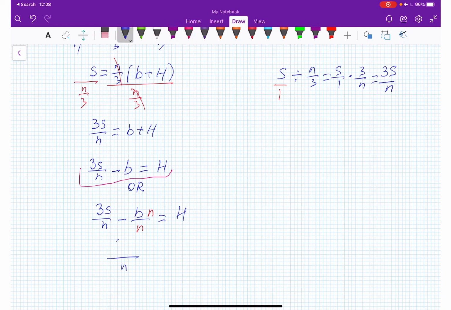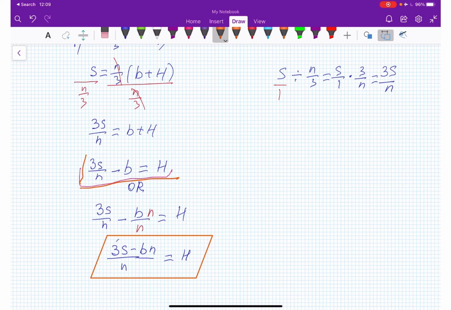So this is going to be 3S minus bn over n. This is the second format, and this is the first format. So either this or that.